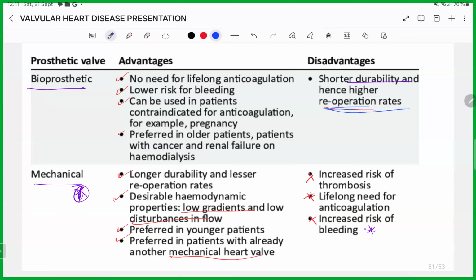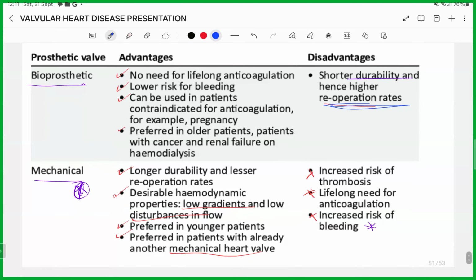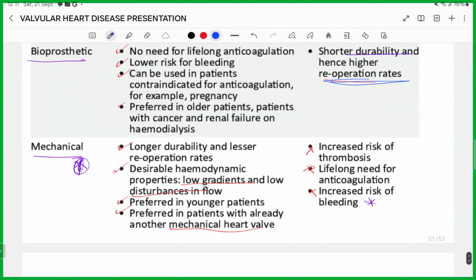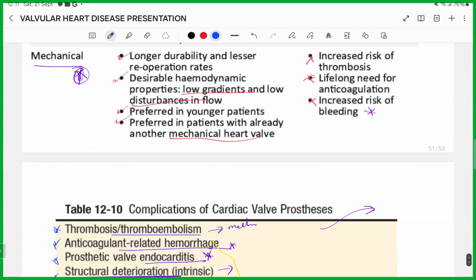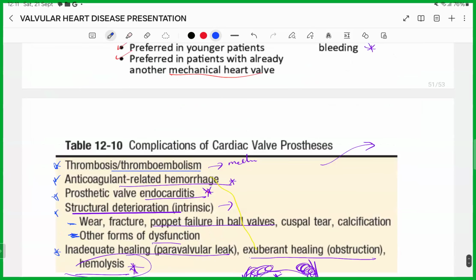Whereas mechanical valves are durable, so they are good for young patients since they will last long. The issue with them is that there is a higher risk of thrombosis, since this is very artificial metal, so it's going to form clots, and because it's like a metal, it also causes a lot of hemolysis. It chops up those red blood cells, and you'll have hemolysis and jaundice in patients with mechanical valves. So again, this is just a repetition of that summary.